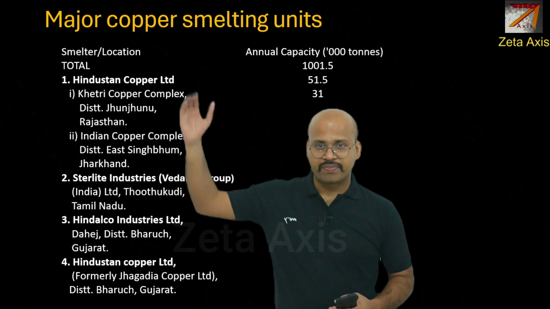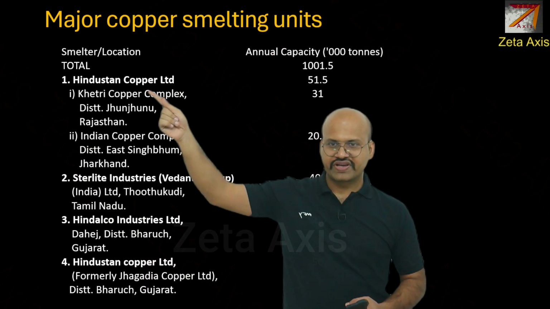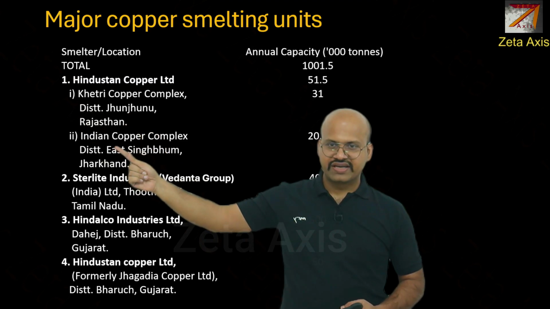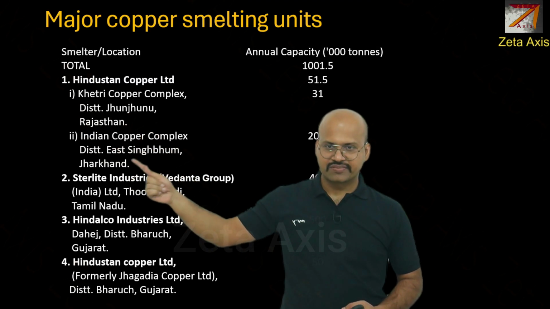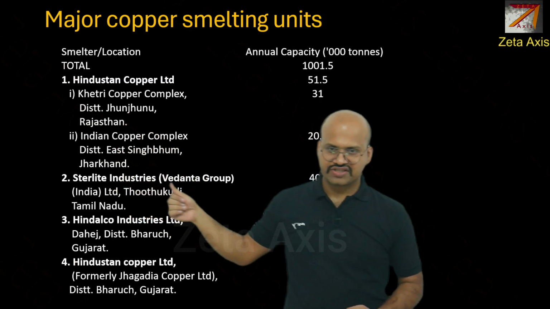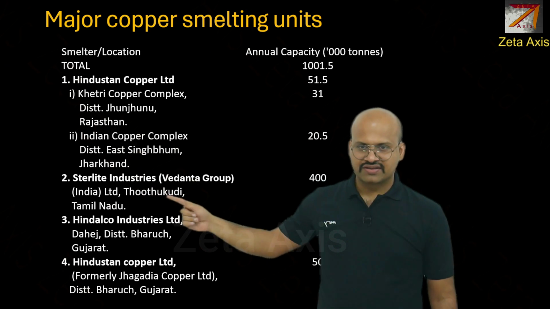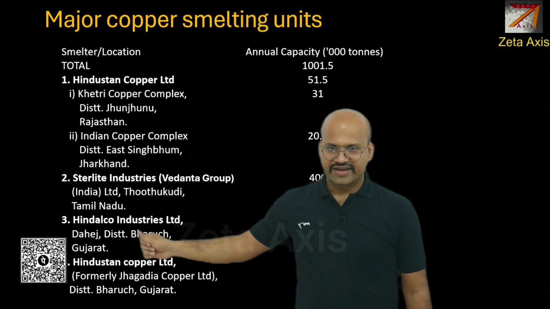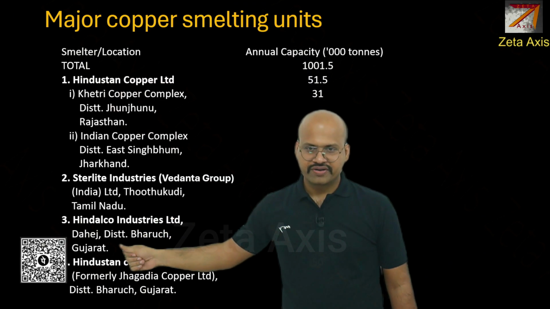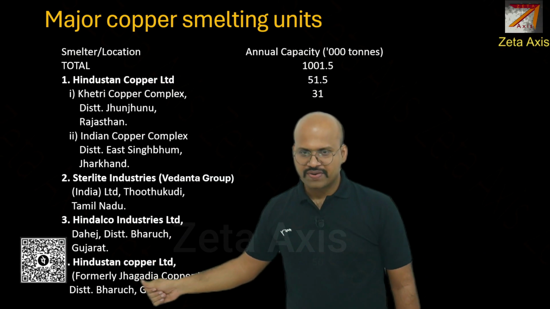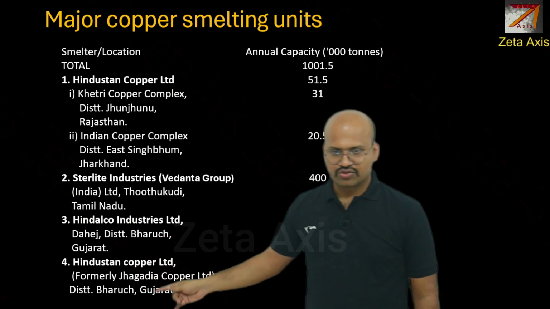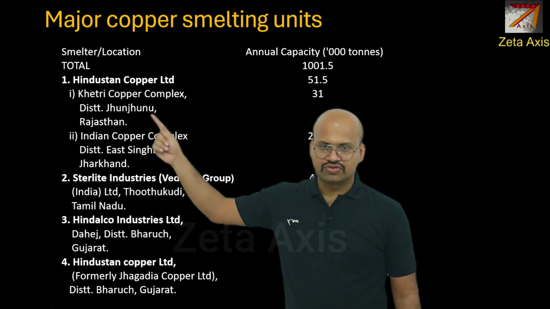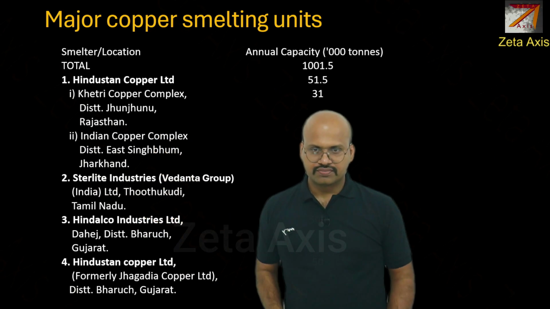Here are the major copper smelting units in India. So we can see Hindustan Copper Limited has Khetri complex in Junjunu, Indian Copper Complex in East Singhbhum district, then Sterlite Industries, which is of Vedanta Group. It has a unit in Thoothukudi in Tamil Nadu. Again, Hindalco Industries has one unit in Bharuch, and then Hindustan Copper Limited has another unit in Bharuch. So there are 2 units in Bharuch, and then we have East Singhbhum, Junjunu, and Tamil Nadu.